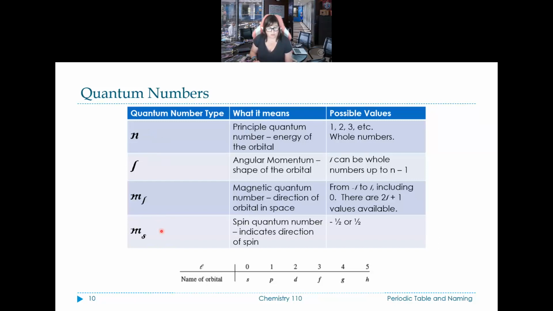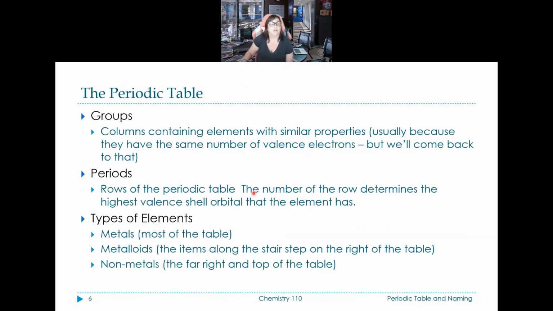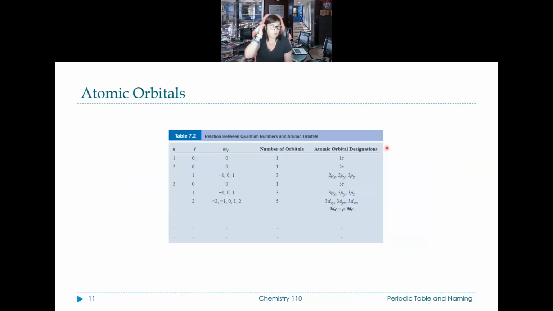When we talk about atomic orbitals, in my n equals 1 row, so H and He are in row 1, I only have one L, so it's n minus 1, which is 0. That ML also has to be negative L to L, so it's 0 as well. That means it has one orbital, okay? Its atomic orbital designation, because the n is 1, is 1. Since its L is 0, it's an s, so 1s, okay?